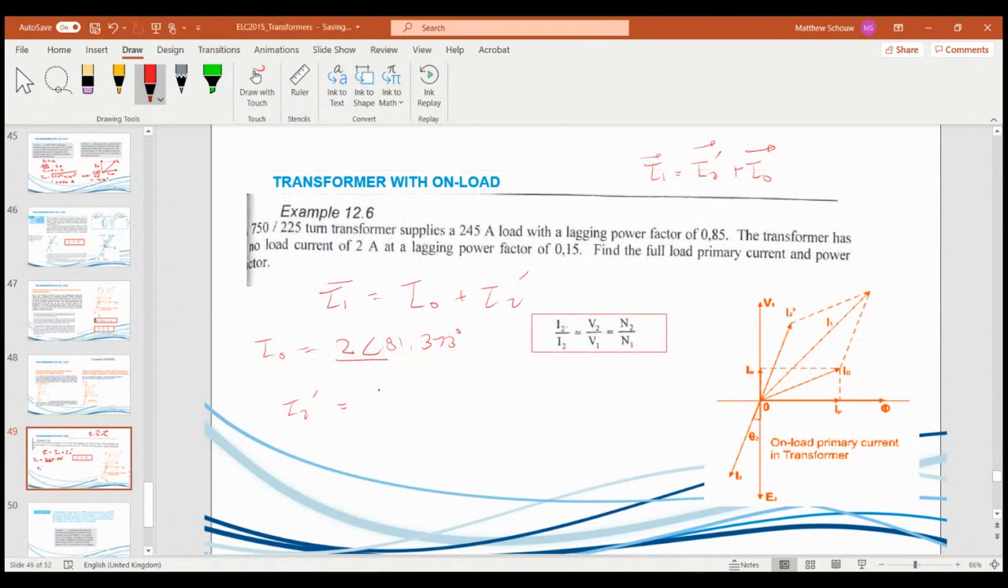So I2 prime is equal to V2 over V1 times I2. Just bear with the notation here. We're using the turns ratio, not the voltages, so it's N2 over N1 times I2, which is given as 245. So we're finding I2 prime now. That's 750 divided by 225 times 245.